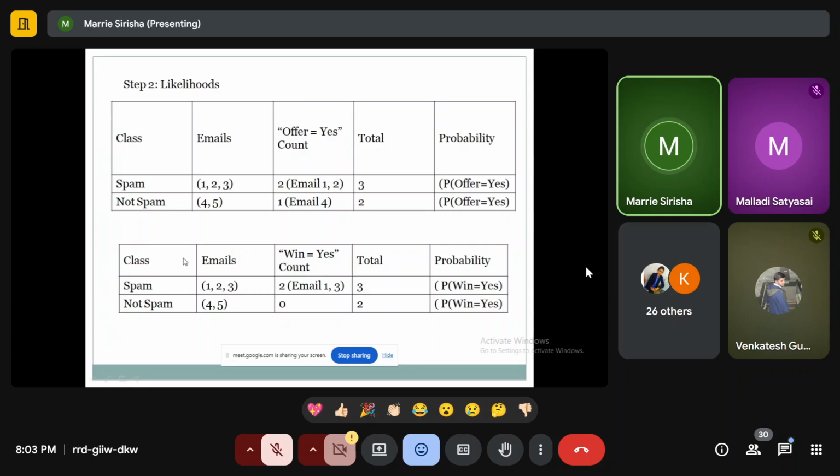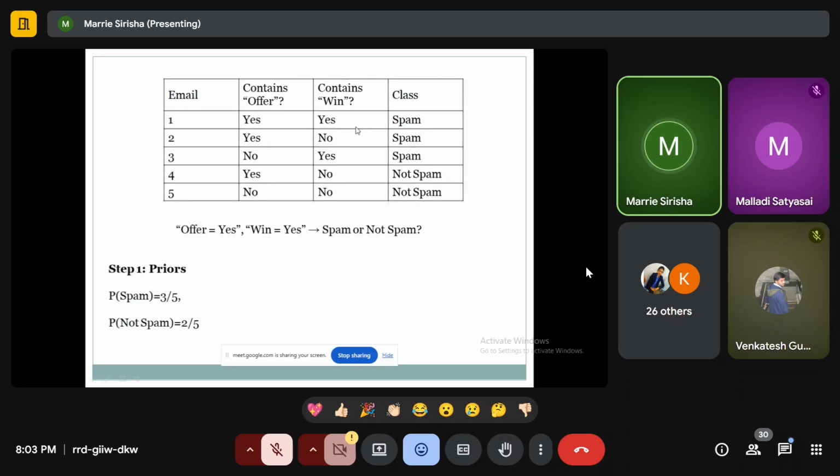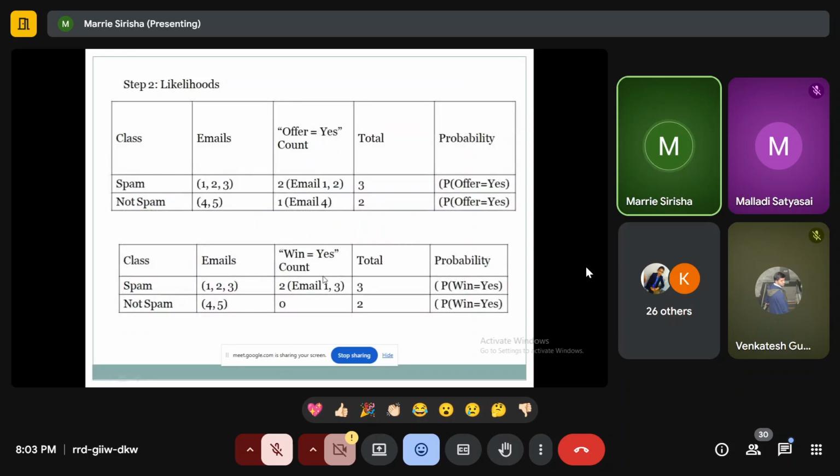Similarly, you have to write for word win. Win అనేది ఎన్ని మెయిల్స్ లో ఉంది, అది క్లాసిఫై చేయాలి, రైట్? ఐ హ్యావ్ 3 మెయిల్స్. విన్ అనేది 3 మెయిల్స్ లో ఉంది. సి స్పామ్ లో I have in yes, I have in two mails. So I'm taking two here. That is 1 and 3. And total mails I have considered is 3 because the number of spam mails are 3.